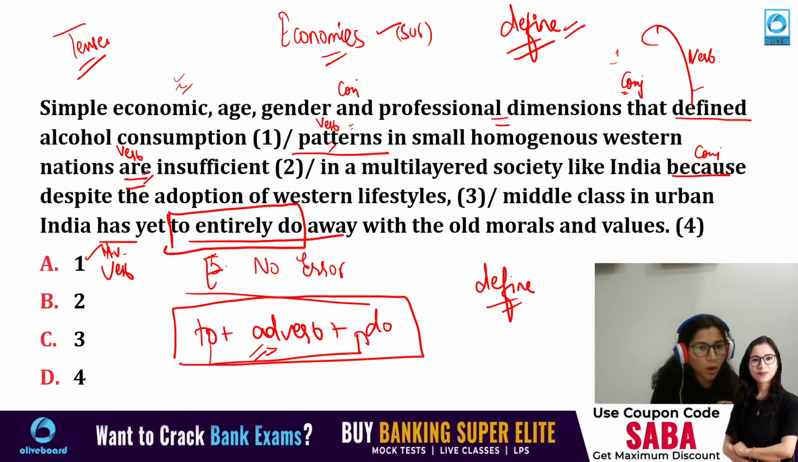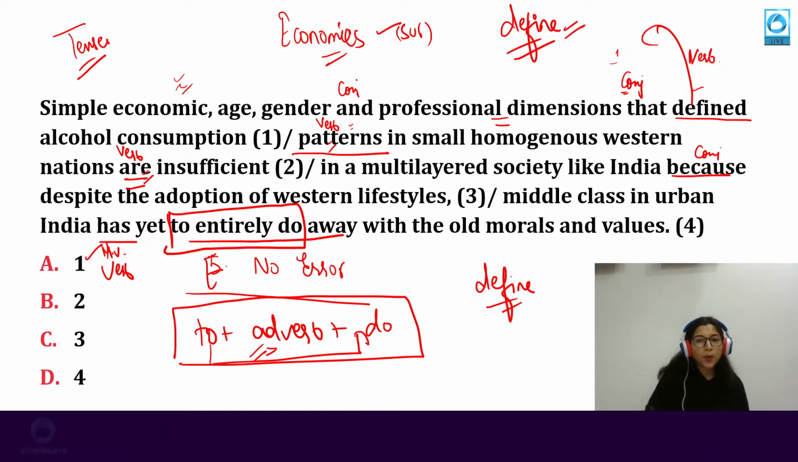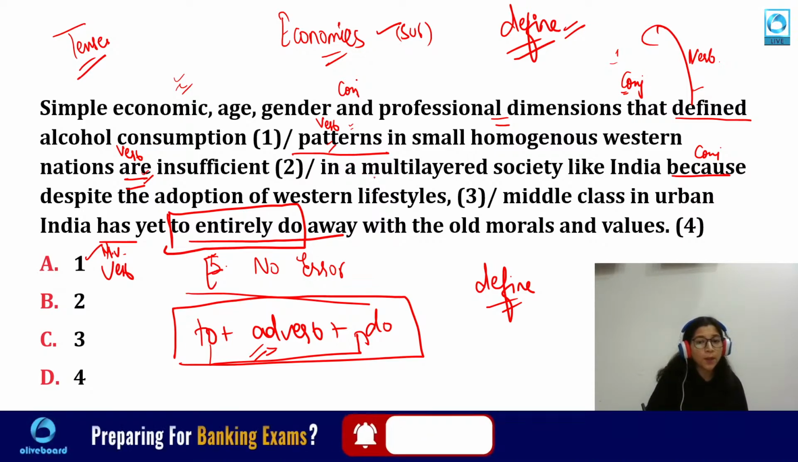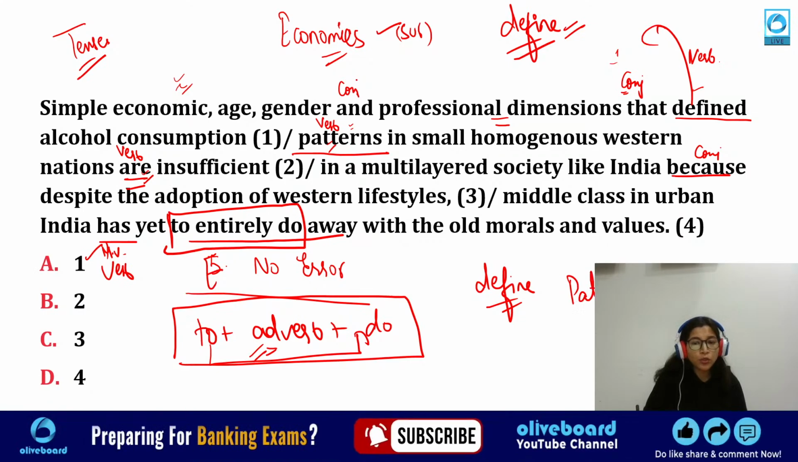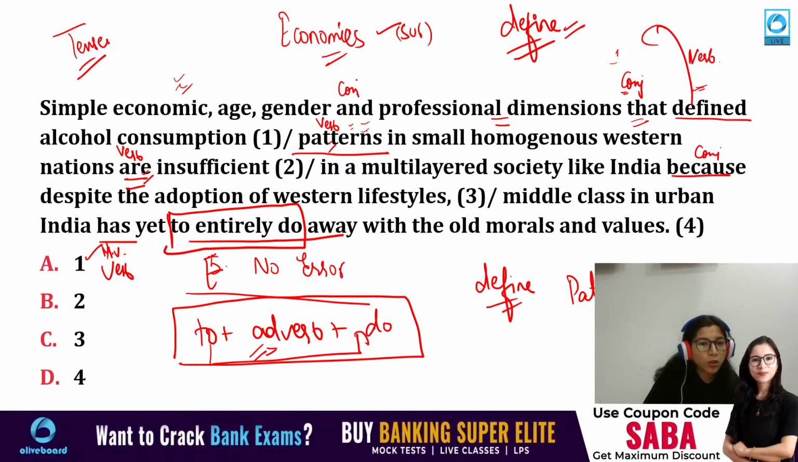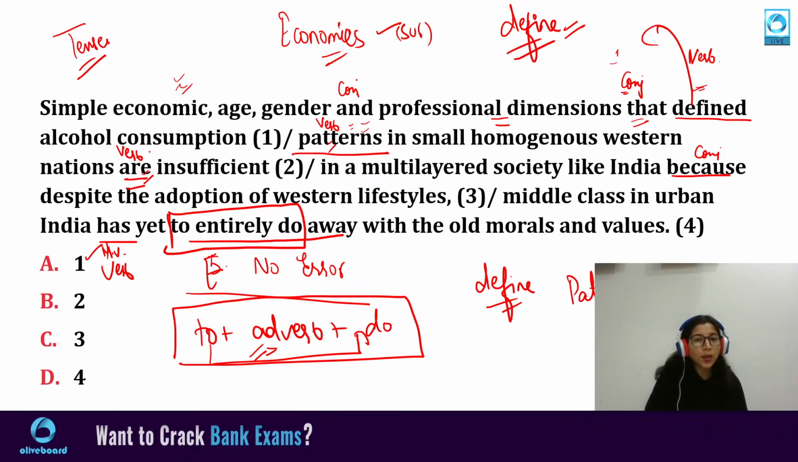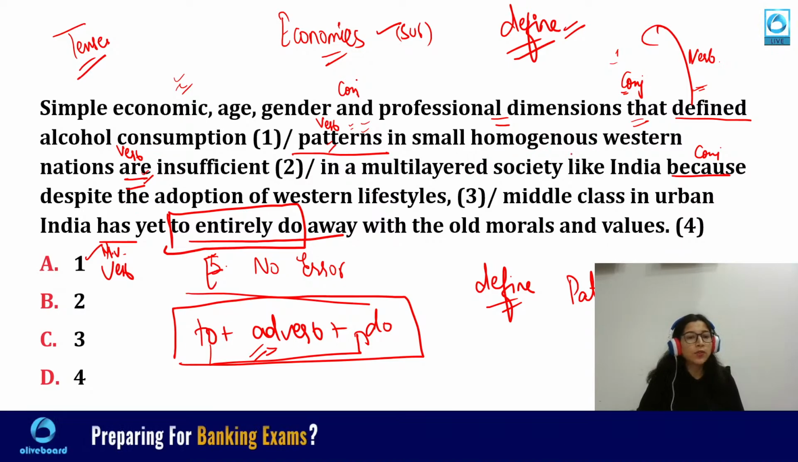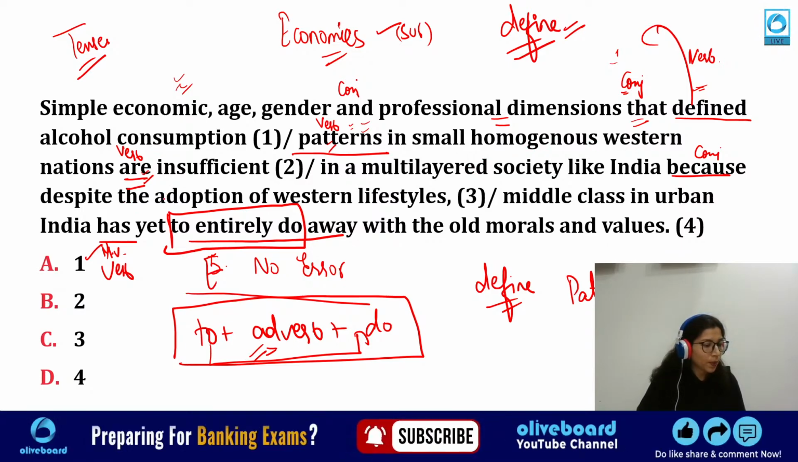Please explain patterns. How it is a verb? Patterns is used as a verb here. Pattern का past tense विदुषी patterned होता है. That is a conjunction. We need 2 verbs. Okay. So define is a verb and patterns is also used as a verb here. See, alcohol consumption patterns in small homogeneous Western nations. Is it clear, Vidushi? It is functioning as a verb here.